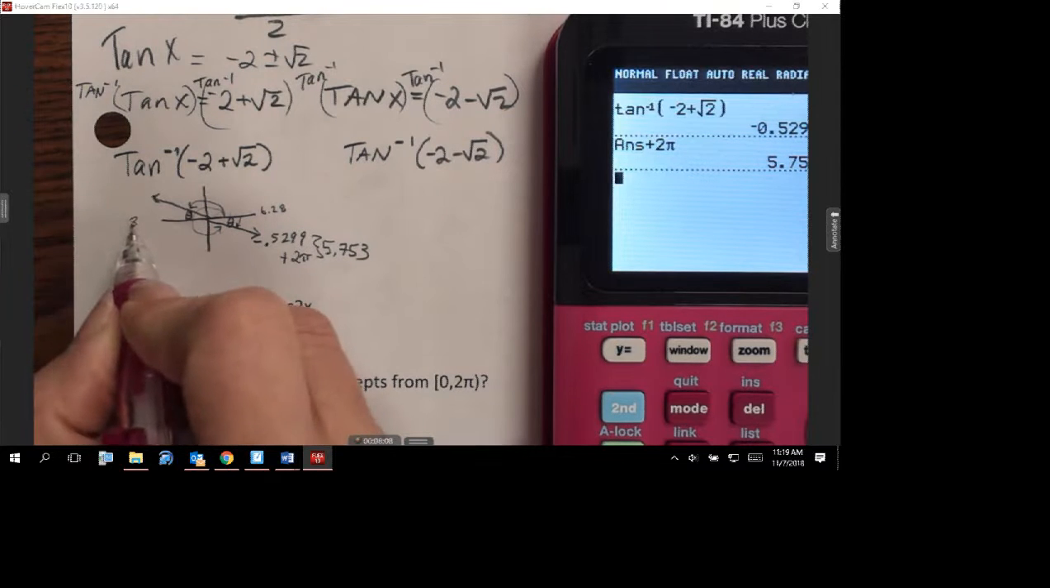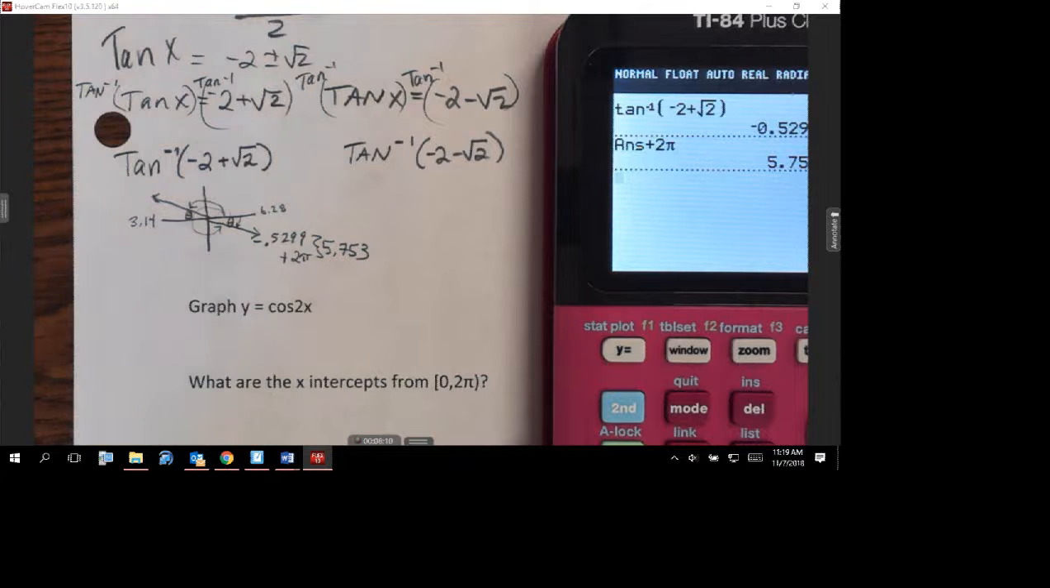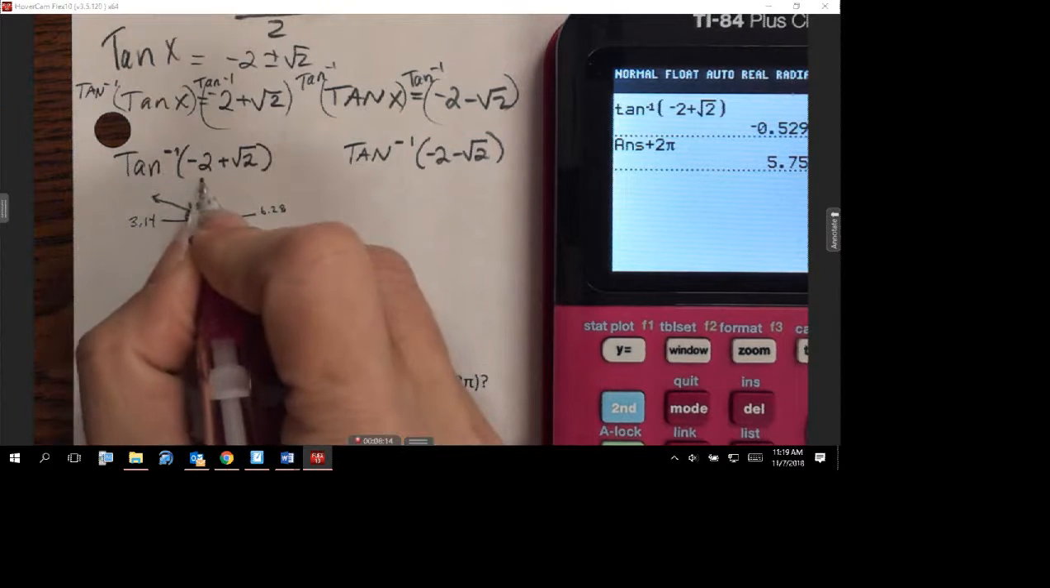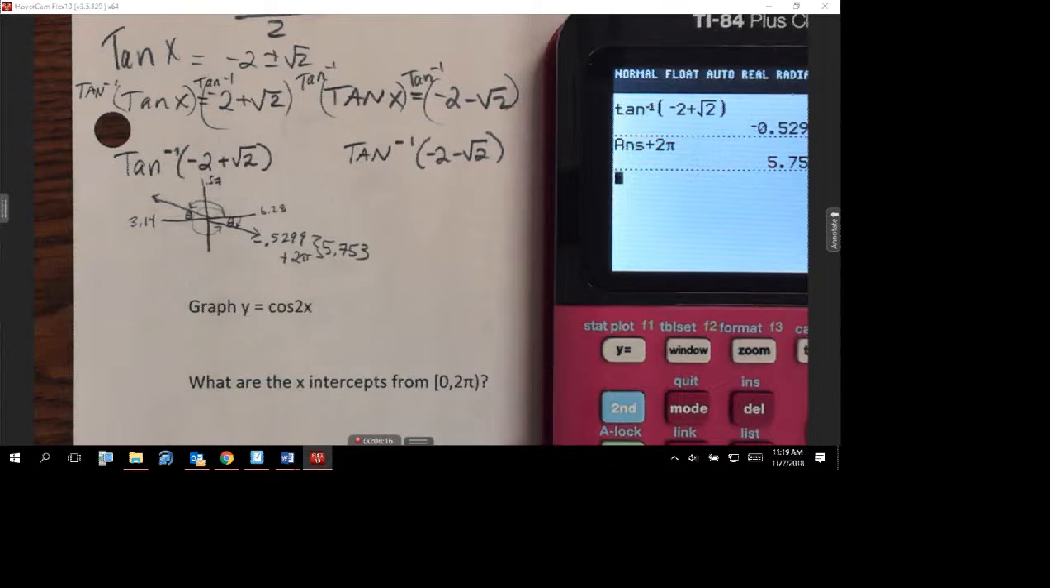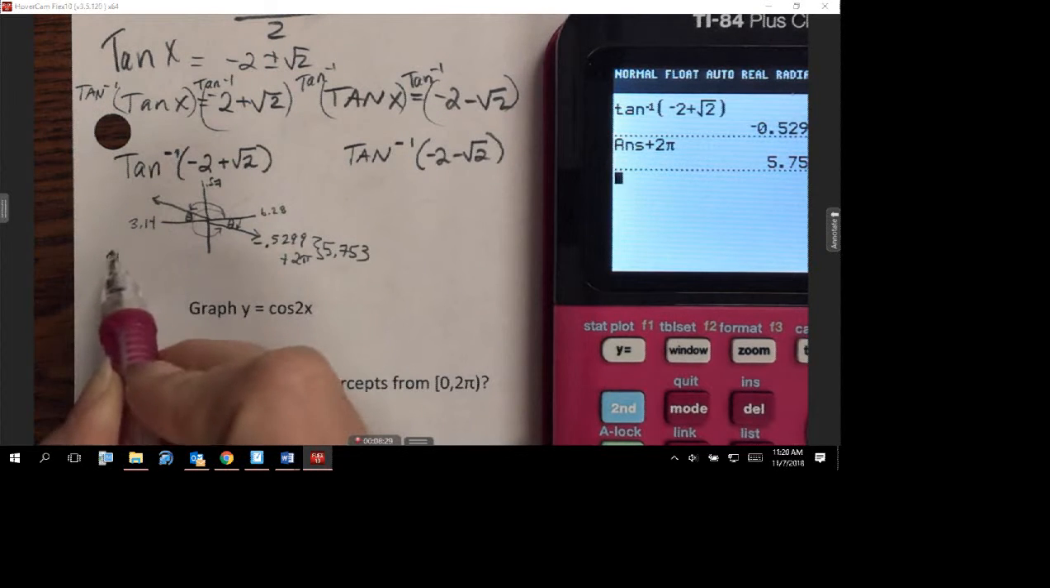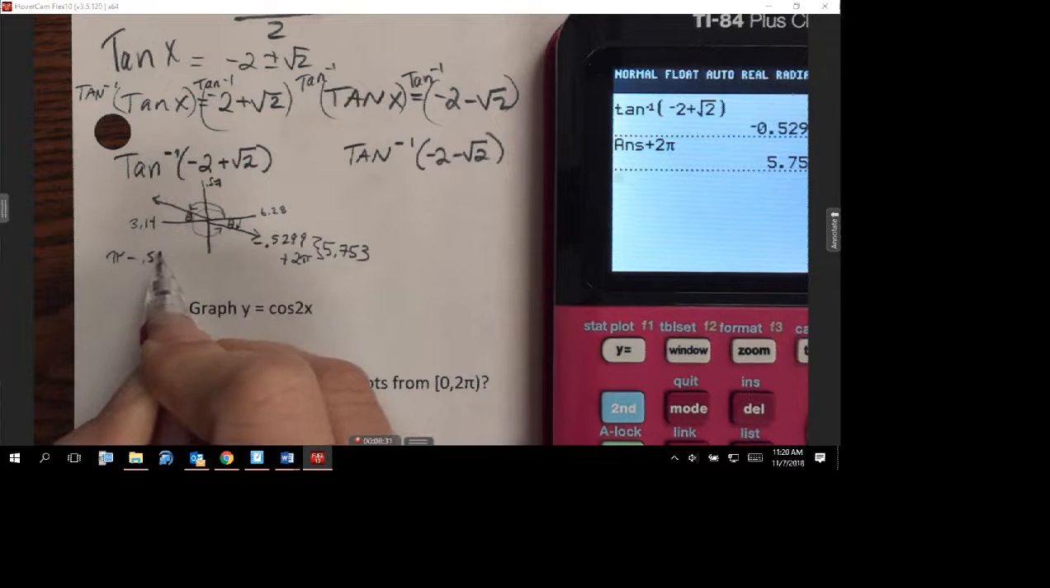I know 3.14 is pi, so it's got to be less than 3.14. We talked about this before. This is 1.57 up here. It's going to be more than that. How can I find my answer? Add pi to what? To the negative angle. So we're really taking pi and subtracting the 0.5299.